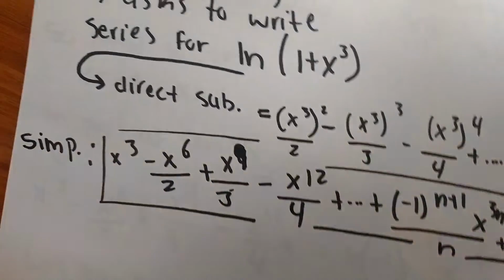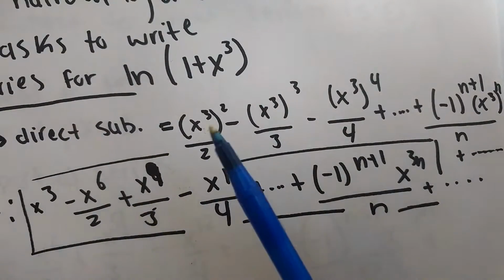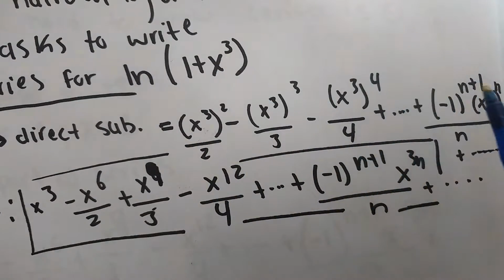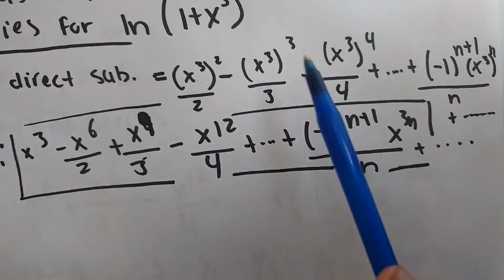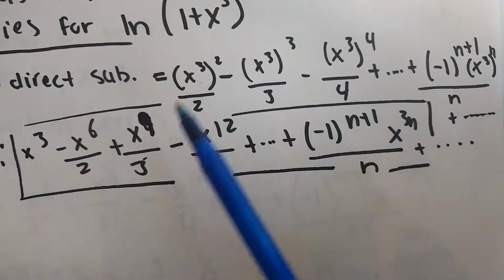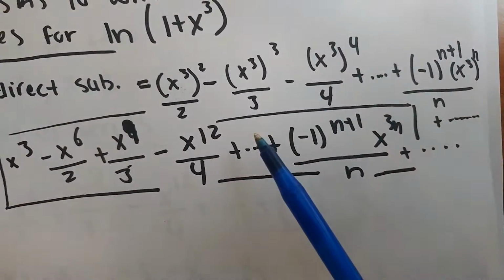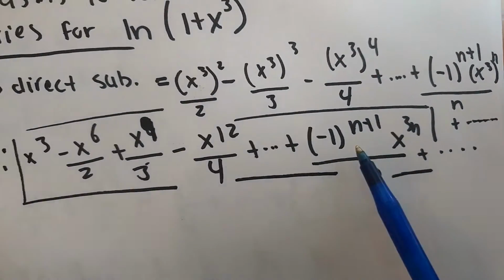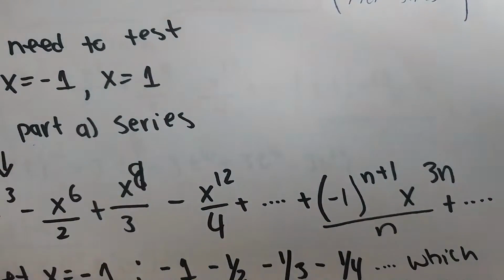And that's what I've done right here. You just use direct substitution. There's nothing special. You just plug in the x cubed wherever there was an x in the original series. And once you do that, you can simplify. So x cubed minus x to the 6 over 2, and so on and so forth. And that's all you need to do for part A. Now we're going to be using what we found in part A in several other parts of the problem.